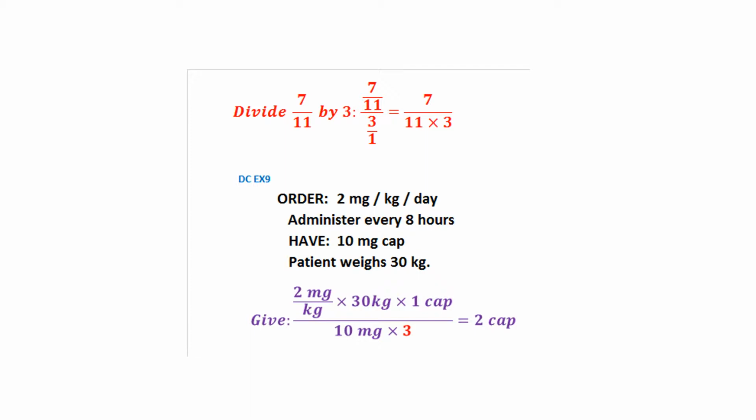So we could ask the question, how many capsules does the patient get for the whole day? Well, that would be 3 times 2. That's 6 caps. But for each time, it's 2 capsules.